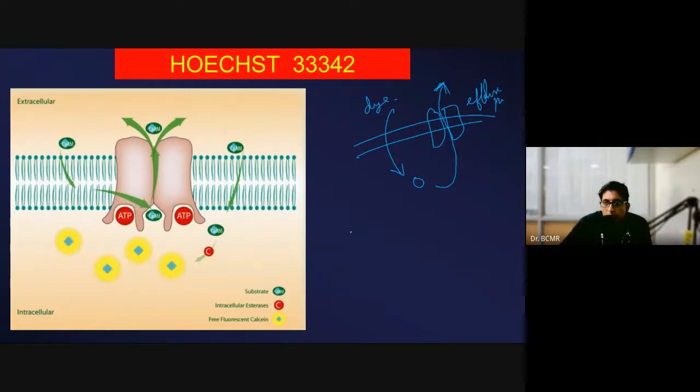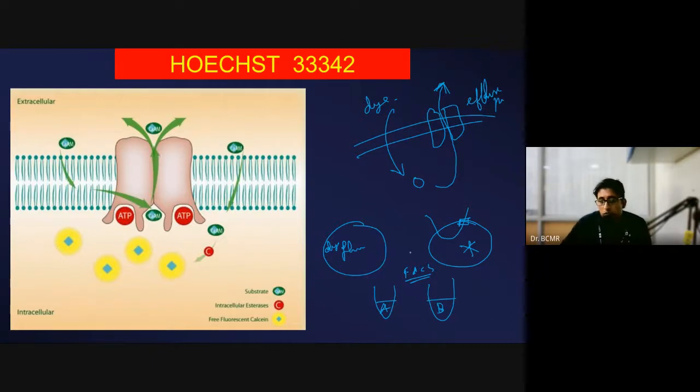If this efflux did not happen, the cell would be fluorescent because the dye is inside. Whereas in some of the cells, the dye enters but is effluxed out, so there would be no fluorescence. Based on those properties, we can separate the cells by fluorescence using FACS. We would probably get the A and B cell types into two different tubes, which can then be tested for whether they are cancer stem cells or not.